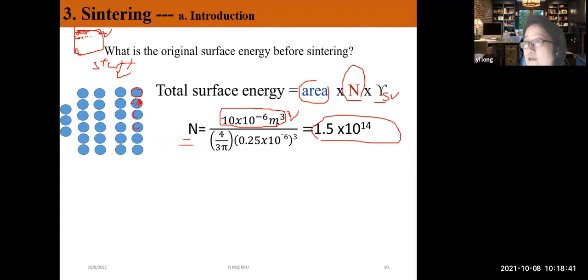This is a molar volume, which means for 1 mole of these particles you get this volume. Then you divide it by the volume of each particle. Each particle is just a sphere, with volume 4 over 3 pi R cubed. So N, the number of particles in 1 mole, is 1.5 times 10 to the power 14.